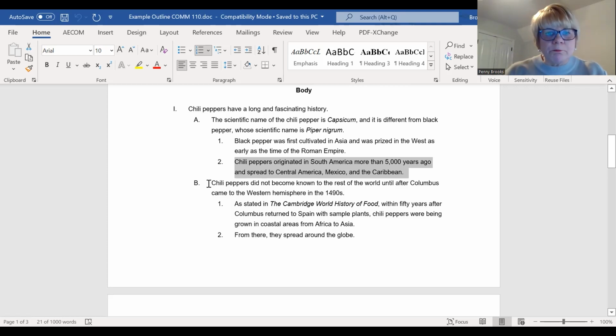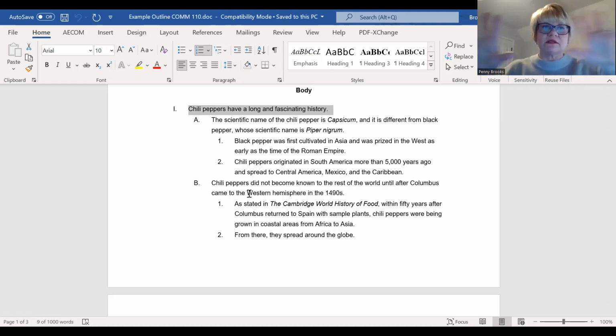So, his B subpoint also supports the fact that they have a long and fascinating history. Basically, it's talking about how Columbus came to the Western Hemisphere. After that, we started having chili peppers because they came from Latin America to Europe and other places. He cites the Cambridge World History of Food. 50 years after he returned to Spain with sample plants, chili peppers were being grown in coastal areas from Africa to Asia, and from there they spread around the globe. We're still talking about history.